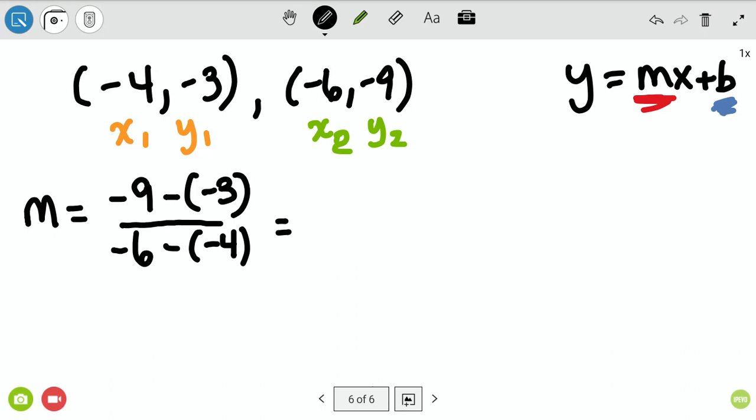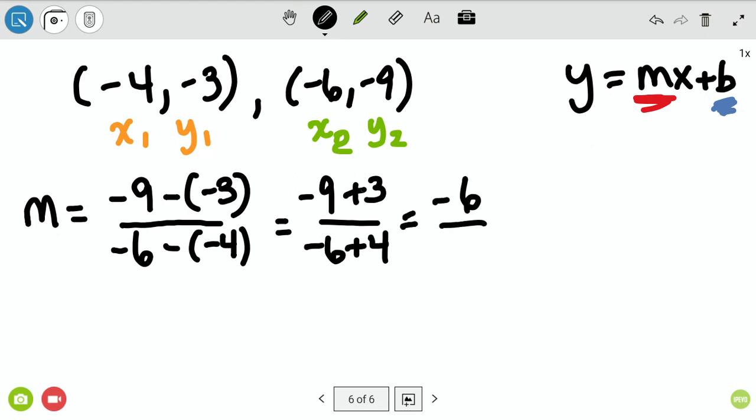Let's clean this up a little bit. -9 minus a minus goes +3, and -6 minus a minus goes +4. That's a whole lot easier to work. Okay? So -9 plus 3 is -6. And -4 plus 2, or plus 4, I was given the answer, is -2. And then a negative and a negative is going to reduce to a positive, and 6/2 reduces to a +3. So all of that just to get that my m equals 3.